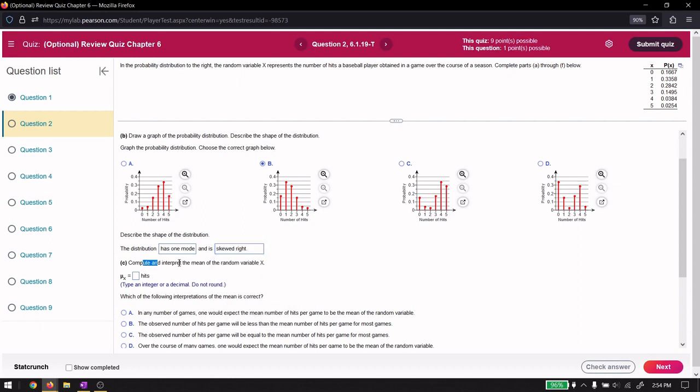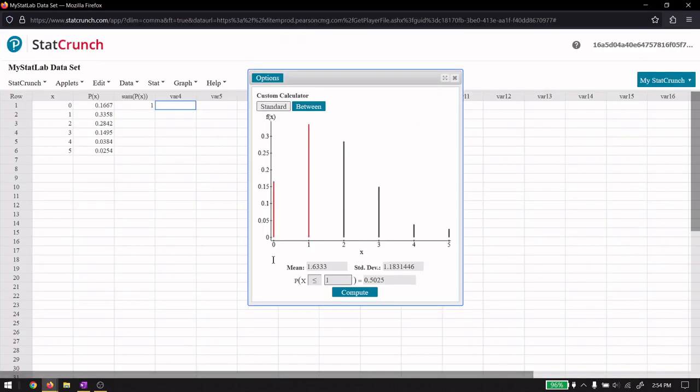Okay, now compute the mean. Well, that we already did. Here in StatCrunch, it actually will compute the mean for you like this. So 1.6333.